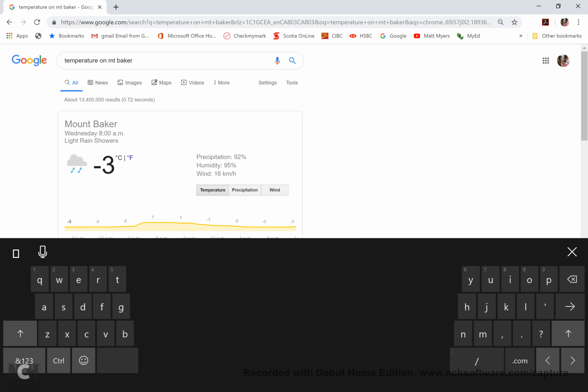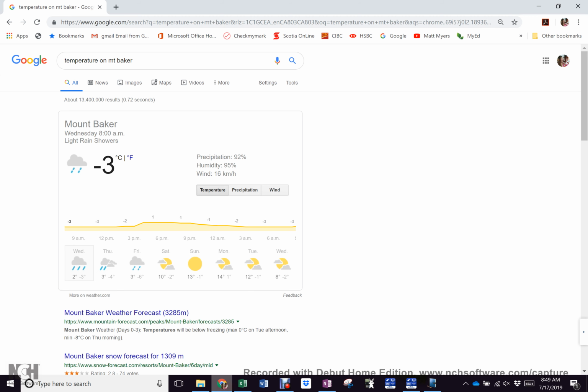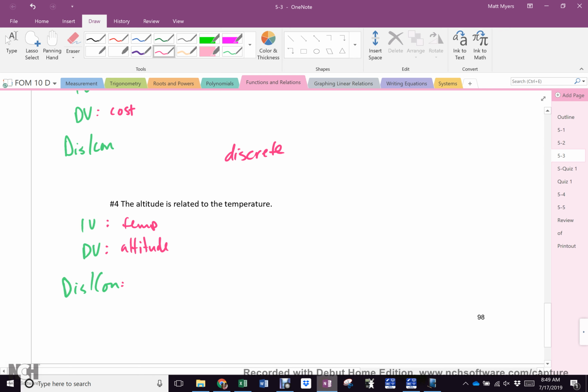The altitude. So, what depends on what? Doesn't temperature depend on altitude? Because as we go higher and higher, it gets colder and colder. Sorry, Rajan. You lost. I gave you a chance.